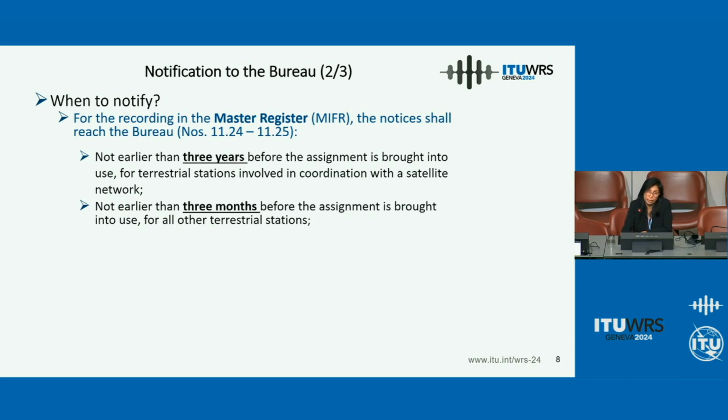So, when to notify? For recording in the master register, the notices shall reach the Bureau not earlier than 3 years if the assignment is involved in the coordination with a satellite network, and not earlier than 3 months for all other terrestrial stations. To modify a plan, it can be done whenever needed. There's no time limit to respect.